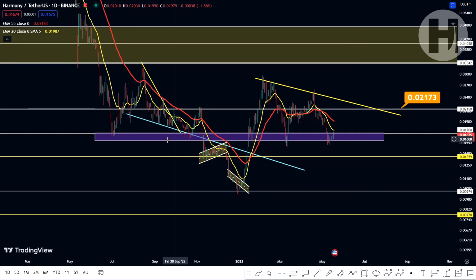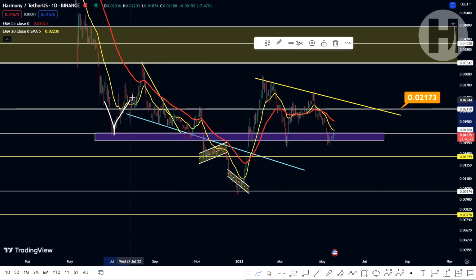Now we have this purple support block, and this is basically an area where, when the price reaches it, it has a move to the upside. It has a bounce. This is where the buyers are coming in, and they think that the price for the Harmony token is way cheap in this area, so that's why they're buying it.